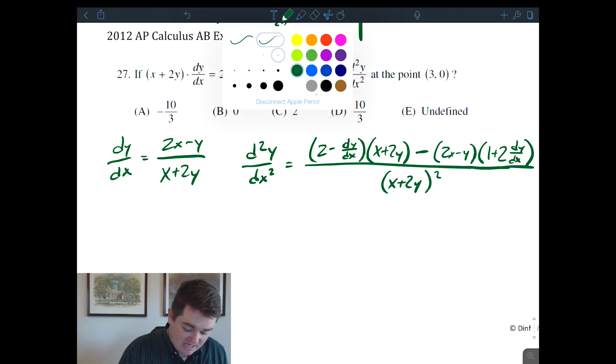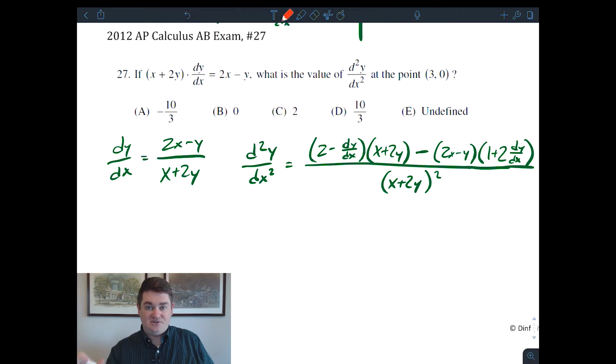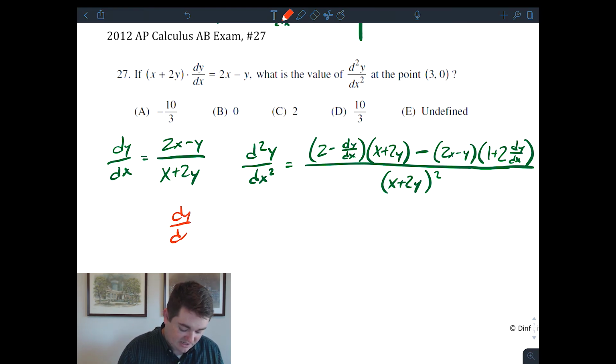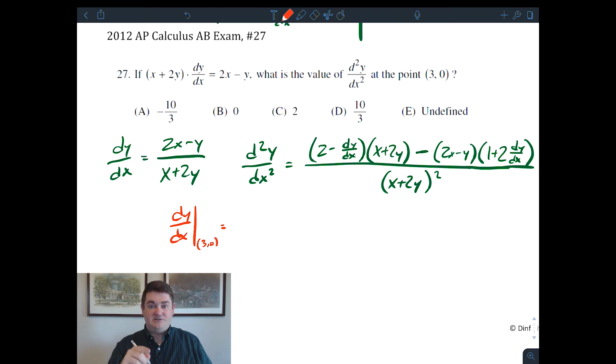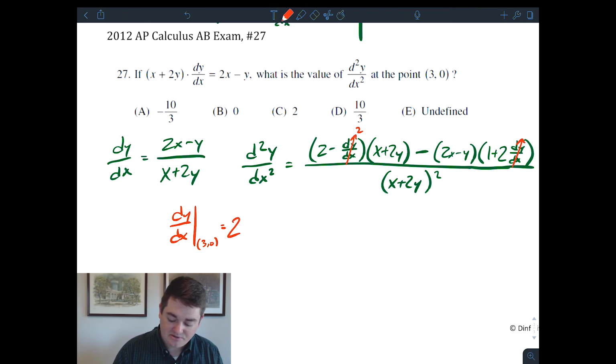So instead, I'm going to plug the point 3 comma 0 into dy/dx. dy/dx evaluated at the point 3, 0 would be 6 minus 0 over 3 plus 0, so it's 2. And what that allows me to do when I plug in the point 3, 0 to this big quotient rule is everywhere I see a dy/dx, I know I can just substitute in a 2. And that's going to save me just a little bit of time and effort here.